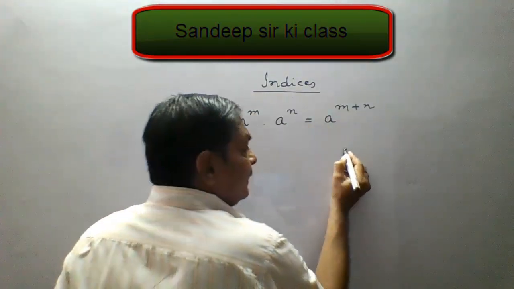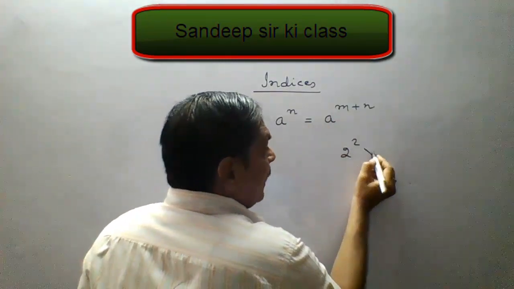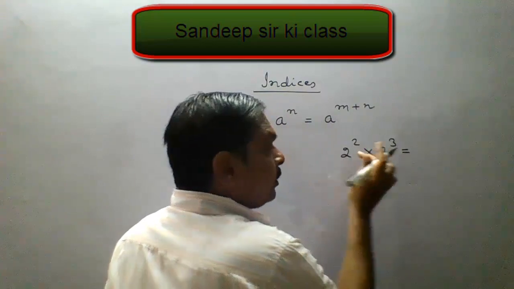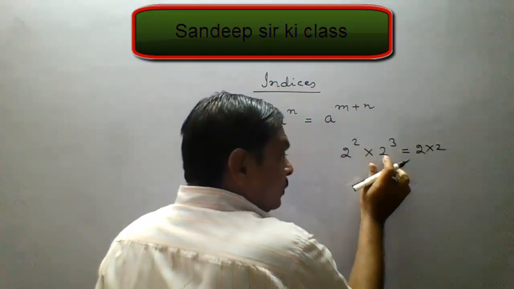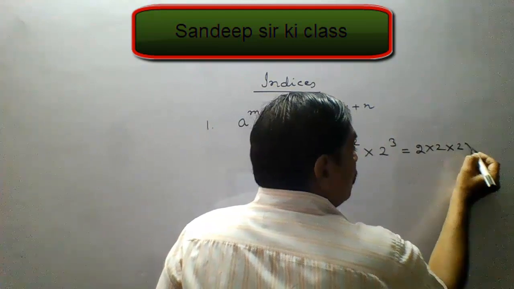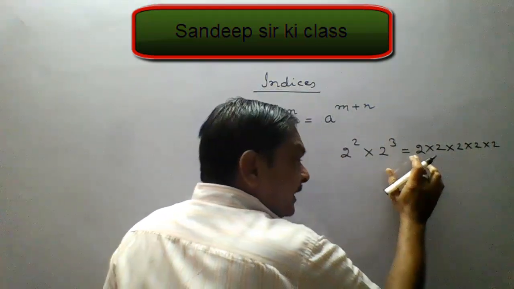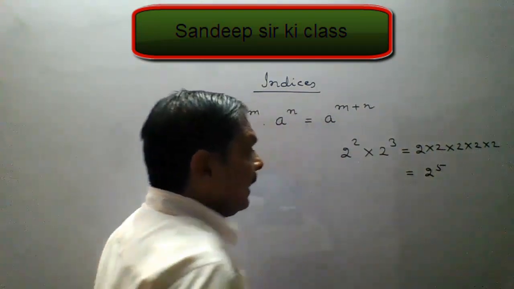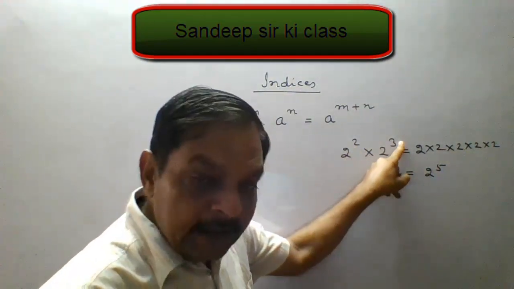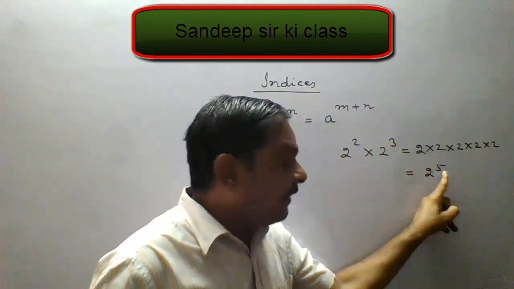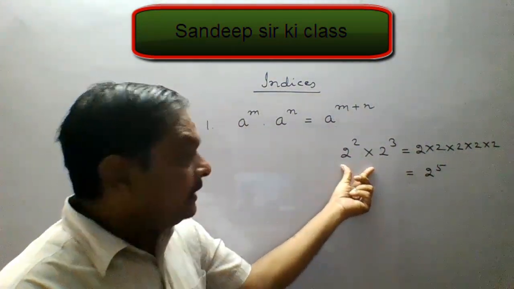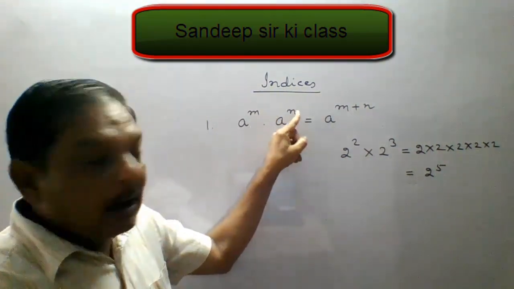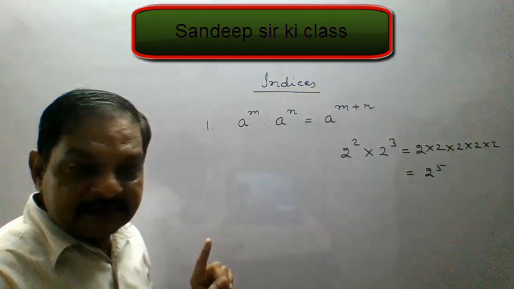We have seen that when we write 2 raised to the power 2 and multiply it with 2 raised to the power 3, then 2 raised to the power 2 means 2 into 2 and 2 raised to the power 3 means 2 into 2 into 2, means 2 is multiplied 5 times, which is 2 raised to the power 5, and hence 2 and 3 are added, 2 plus 3 is 5. So in multiplication, when the base is same, then the powers are added. This is our first law.